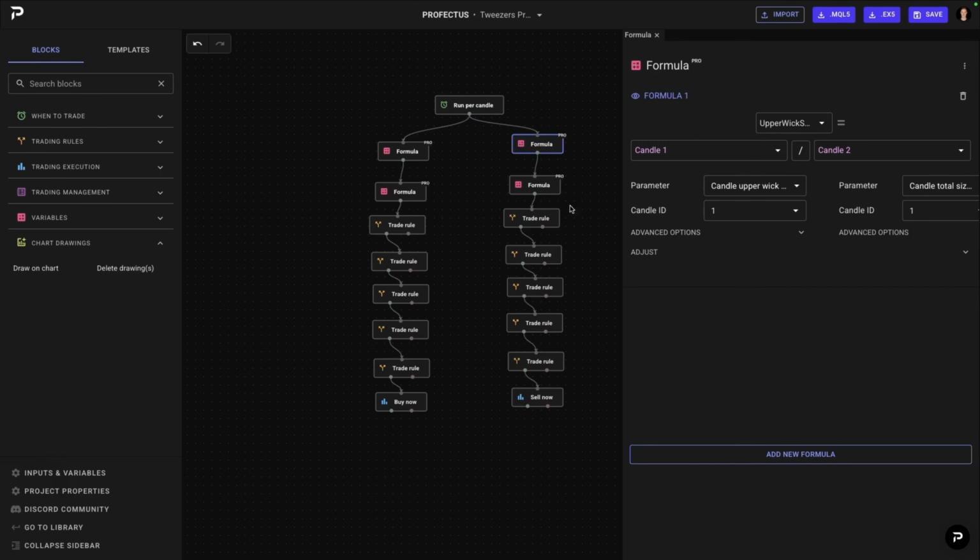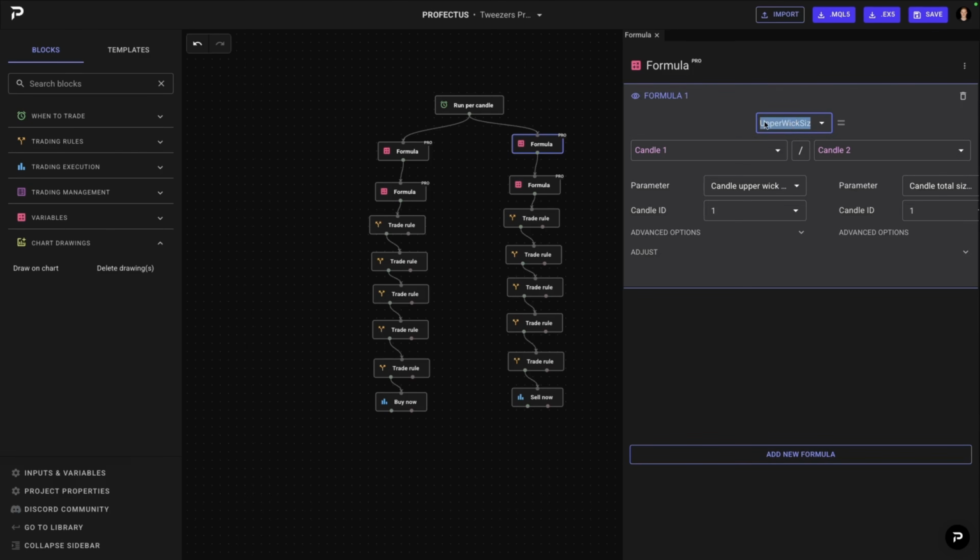Building this piece by piece is taking a little bit of time, despite its relative simple approach. It needs quite some planning, so I will walk you through. Here we start with a formula block, which is a pro feature. So here we simply define a variable which we define as upper wick size.